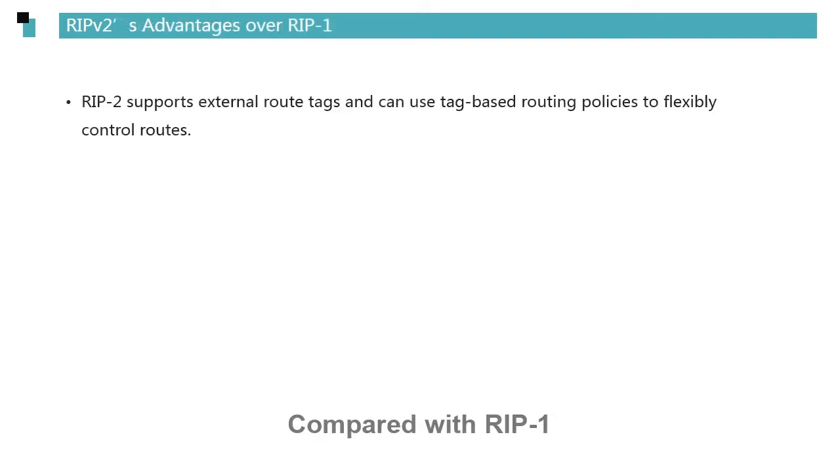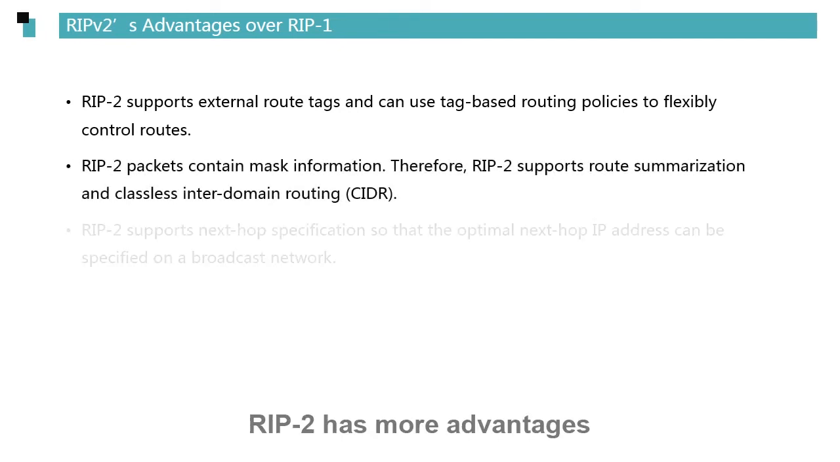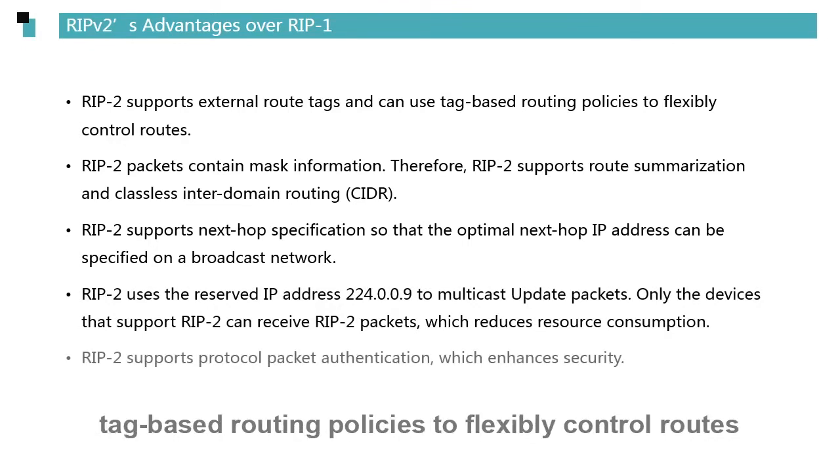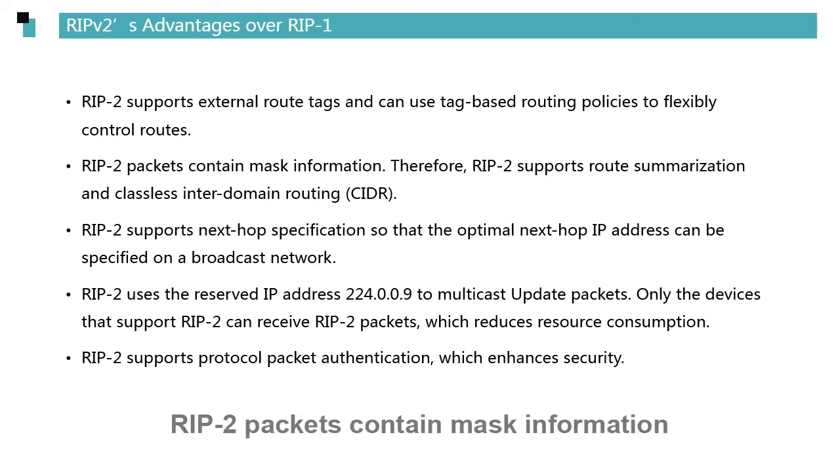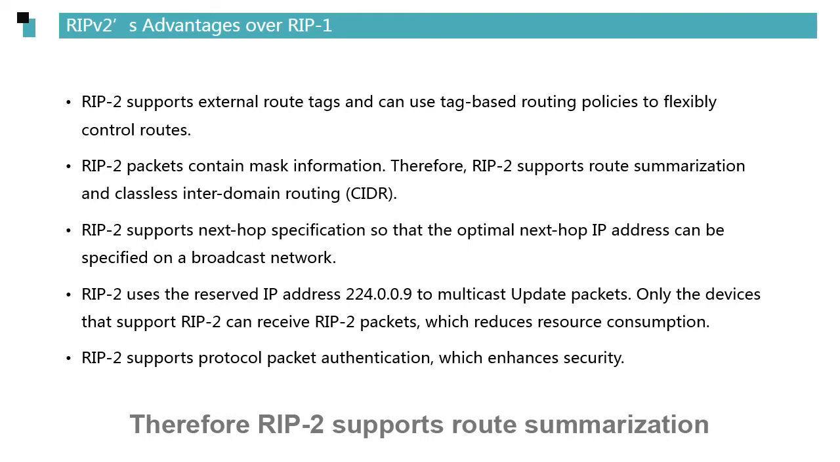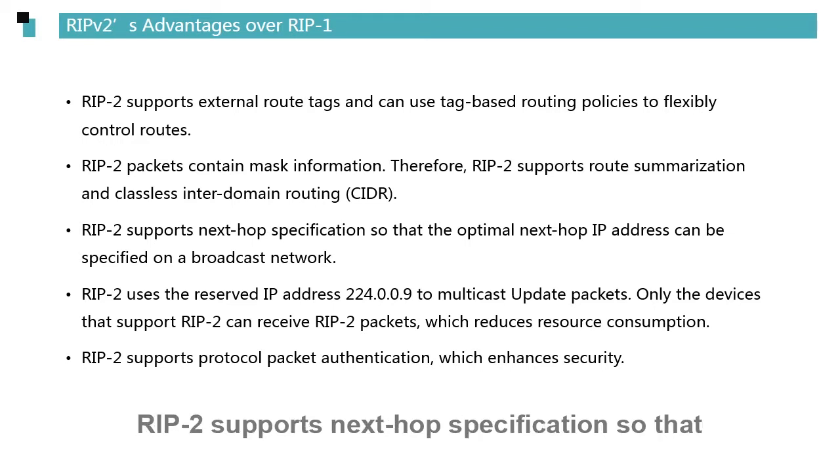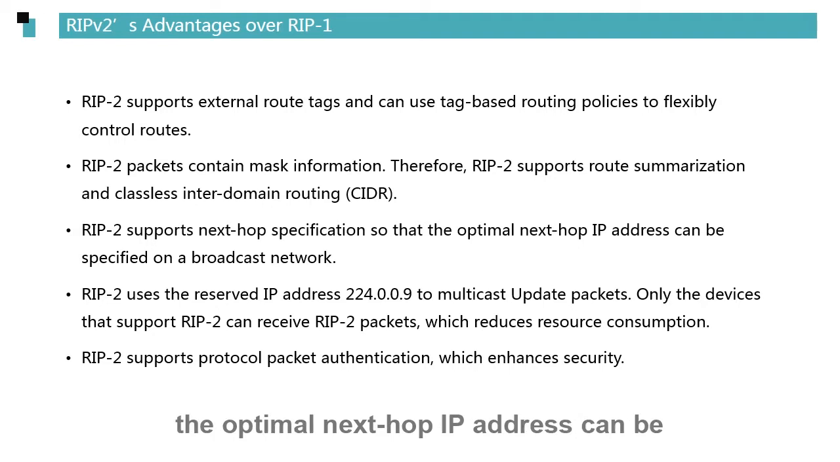Compared with RIPv1, RIPv2 has more advantages. RIPv2 supports external route tags and can use tag-based routing policies to flexibly control routes. RIPv2 packets contain mask information. Therefore, RIPv2 supports route summarization and classless inter-domain routing, CIDR. RIPv2 supports next hop specification so that the optimal next hop IP address can be specified on the broadcast network.